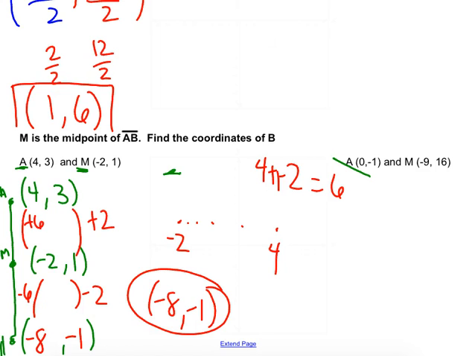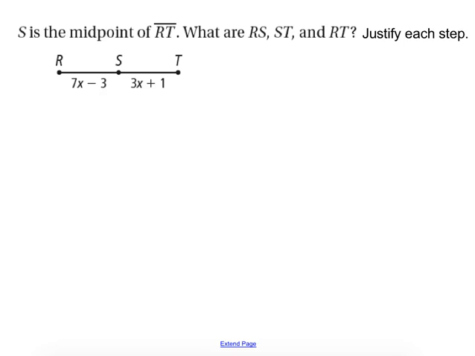All right, we finally made it to the last problem. It says S is the midpoint of RT. What are RS, ST, and RT? Justify each step. So I hope we're getting a little bit more comfortable with these. Again, we're writing a proof, but just start with what we know. Well, it's telling us S is the midpoint of RT. So I know then that from R to S is congruent to S to T because that's the definition of a midpoint. So let's start there.